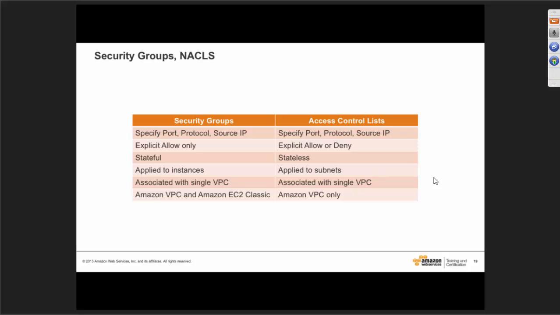Stateful versus stateless. Security groups are related to instances. Network access control lists are applied to subnets. I think that's really the big point in here.